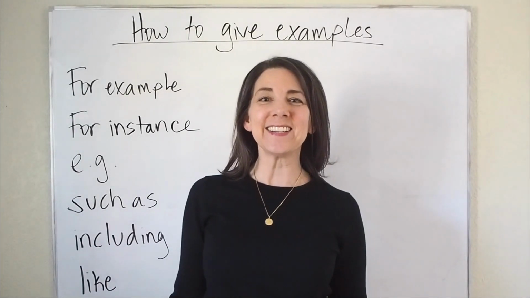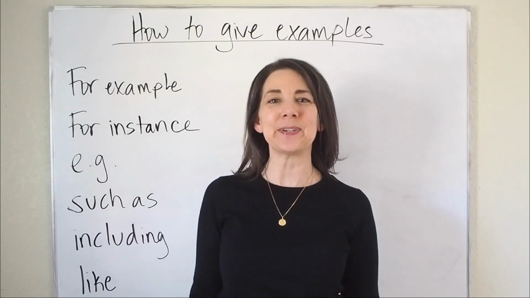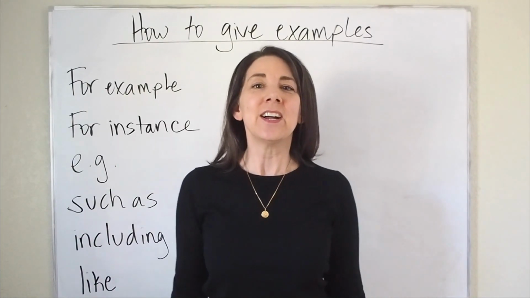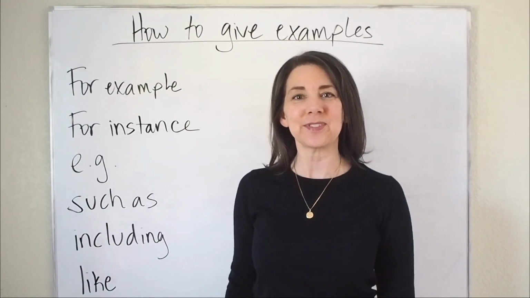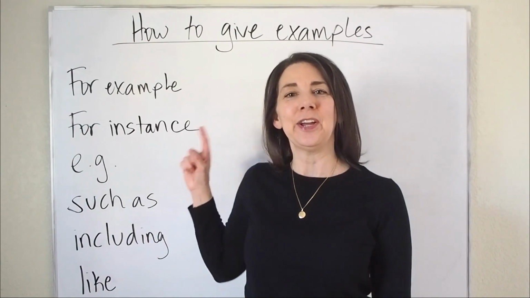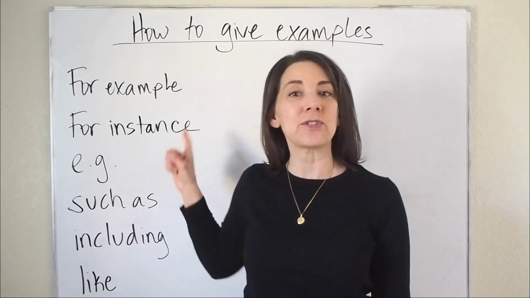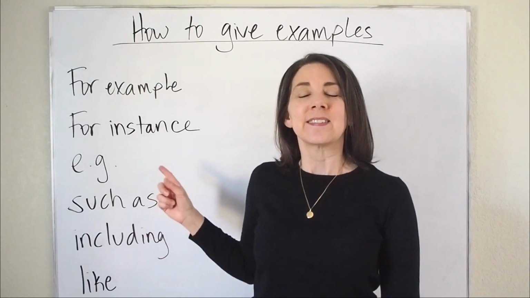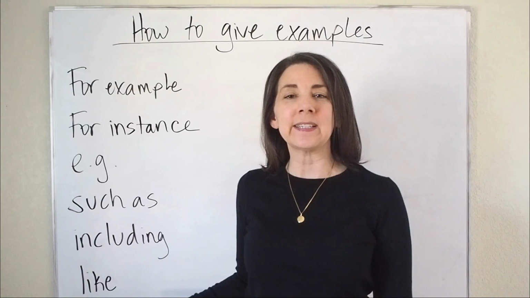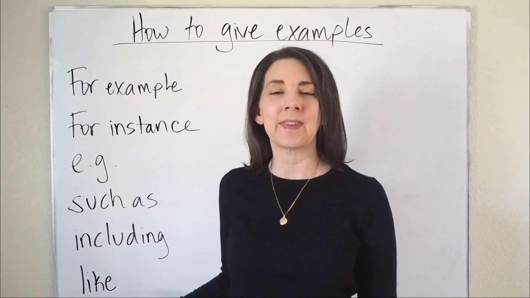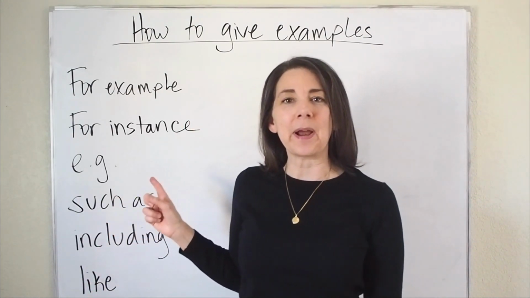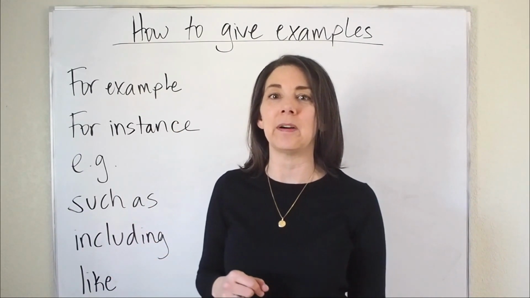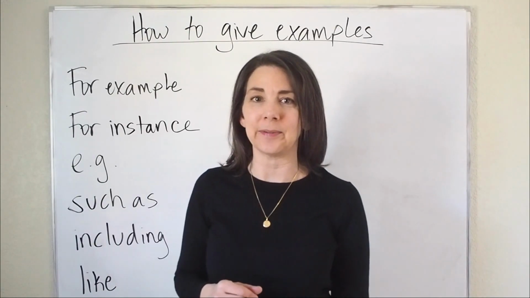Hi there. In today's grammar short video, I'm going to present some ways to give examples in English. The words that we use to give examples are: for example, for instance, and those two have exactly the same meaning, e.g., such as, including, and like. And I'm going to show you the grammar for how to use these because they do have different grammar that you need to be aware of if you're going to use them in writing.